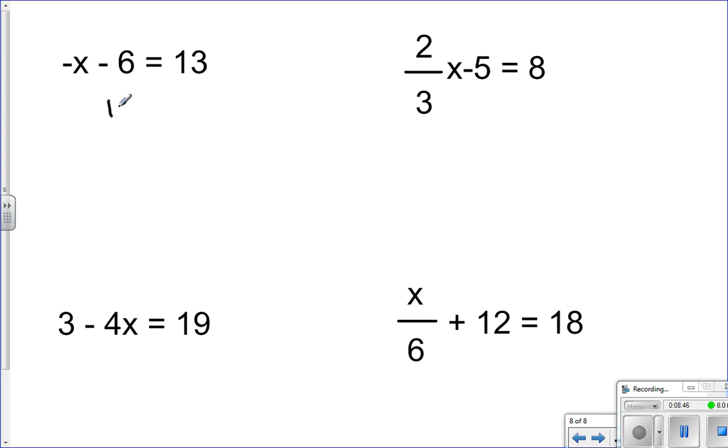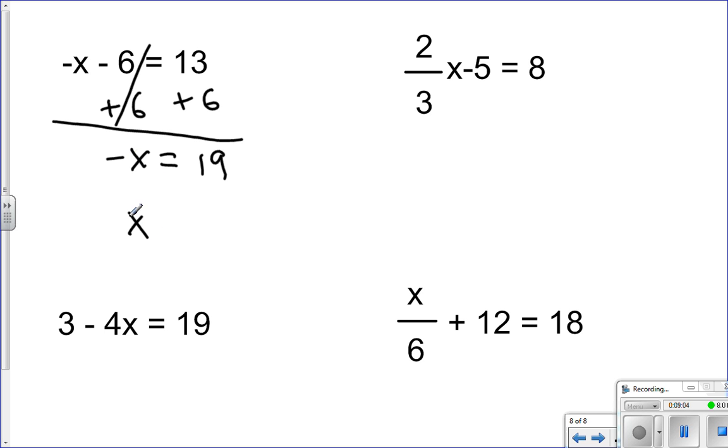So, I'm going to add 6 to both sides. And I'm left with -x equals 13 plus 6, which is 19. And then remember from chapter 1, whenever we have a negative symbol in front of it, we can multiply or divide by -1. And we basically are just flipping the sign. So x equals -19.